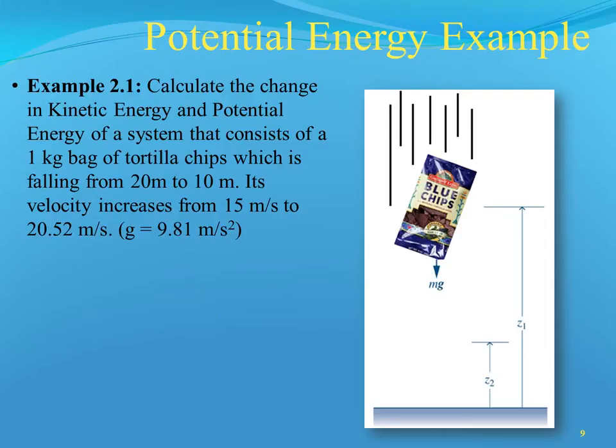Okay, so let's do a simple example on potential energy here. We're going to look at calculating the change in kinetic energy and potential energy of a system that consists of a 1 kilogram bag of tortilla chips, which is falling from 20 meters to 10 meters. Its velocity increases from 15 meters per second to 20.52 meters per second. Right, so as it's falling, the potential energy is decreasing because the height is getting less, and the velocity is increasing as the bag falls due to the gravitational force.